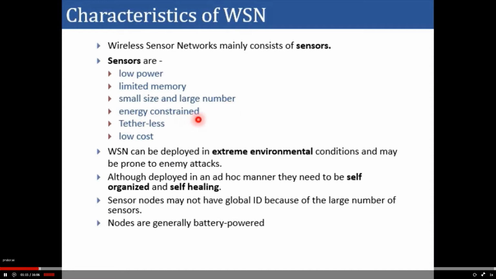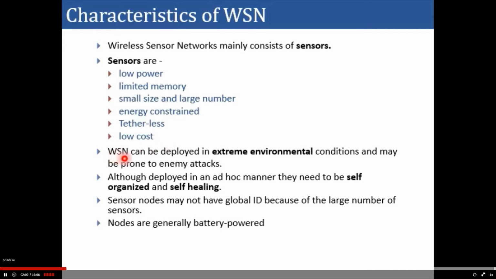Energy is constrained because in the field they are mostly battery operated and will not get charging options in the field. So energy will always be constrained. The sensors are tetherless. Tetherless means the sensors will not be able to share data communication with others. As we do in the case of mobile, we use the tethering technique to share the mobile internet with other devices such as computers and laptops. But that tethering capability will not be available in the case of sensors. The sensors are low cost components.